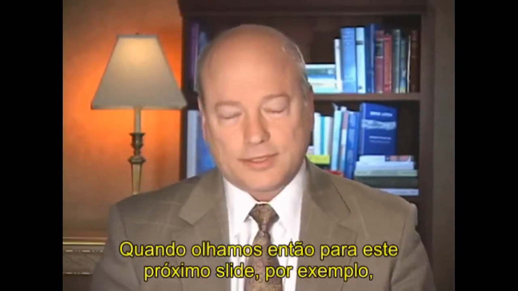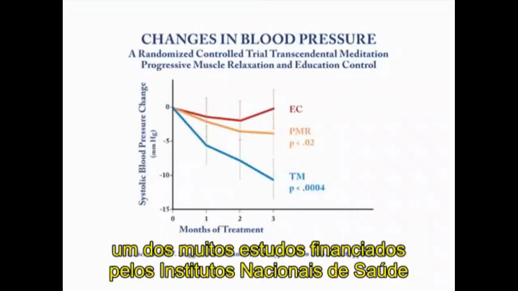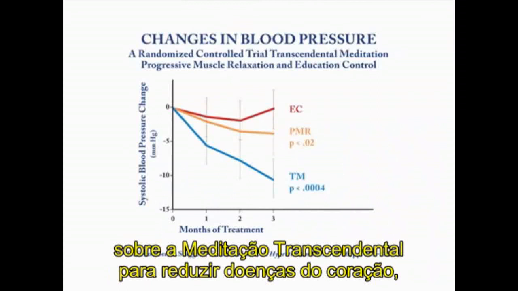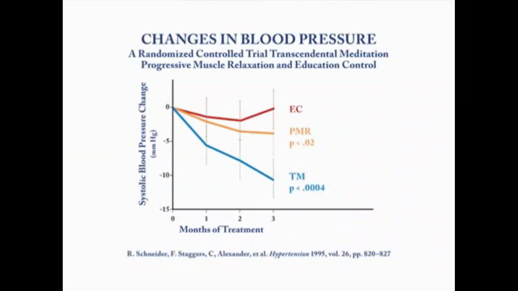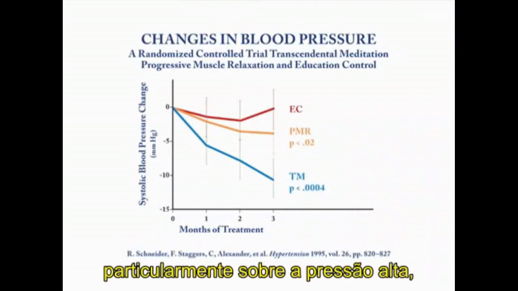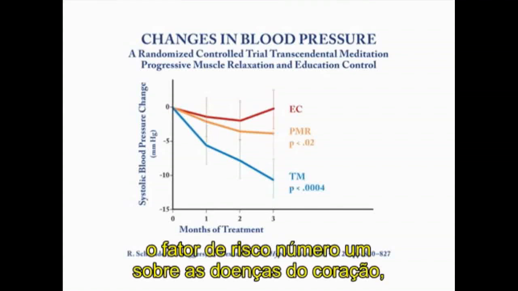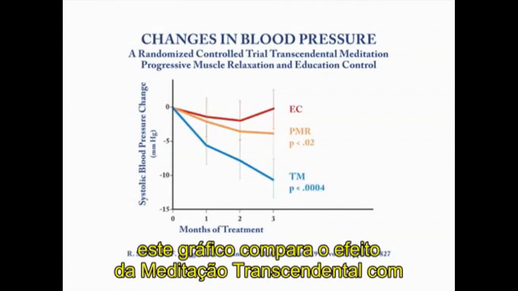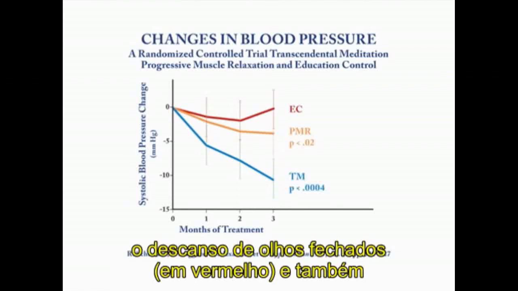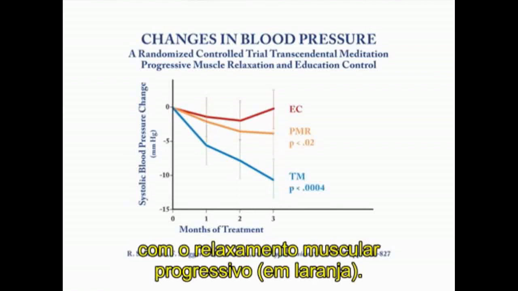That's because the vast majority of disease is in fact caused by stress. So when we look, for example, at this next slide, one of many studies funded by the National Institutes of Health on transcendental meditation and reducing heart disease, and in particular high blood pressure, which is the number one risk factor for heart disease. This chart contrasts the effect of transcendental meditation with eyes closed rest, shown in red, with what's called progressive muscle relaxation, shown in orange.